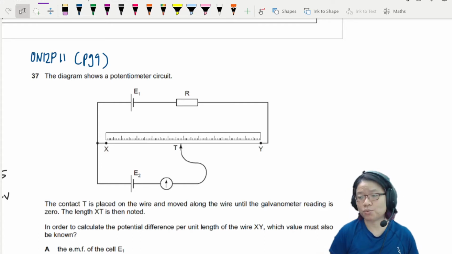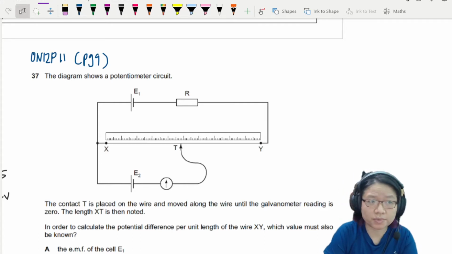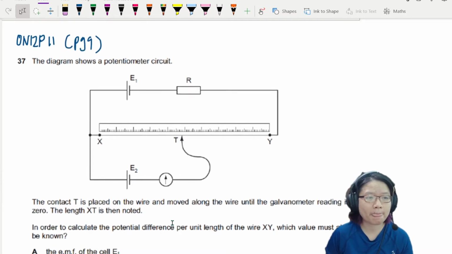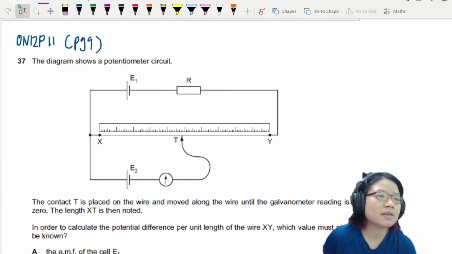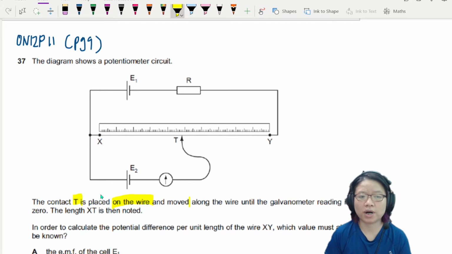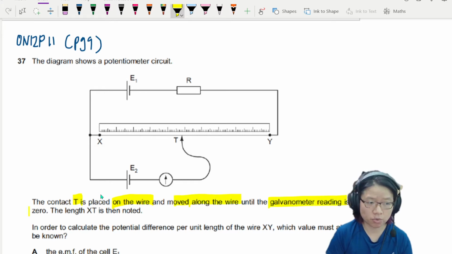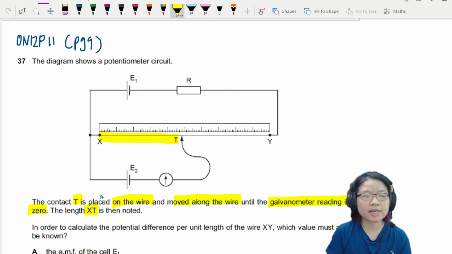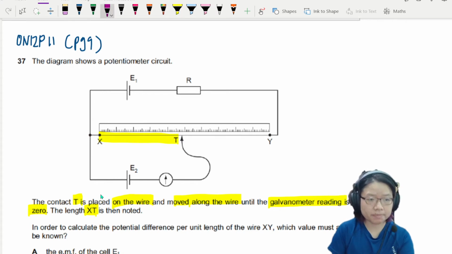In this question, we are going to look at a classic potentiometer circuit. So let's check it out. This is a circuit that is given. And it says here that contact T is placed on the wire and moved along the wire until the galvanometer reading is 0, and the length xt is noted. So the length from here to here is noted, and the galvanometer reading is 0.